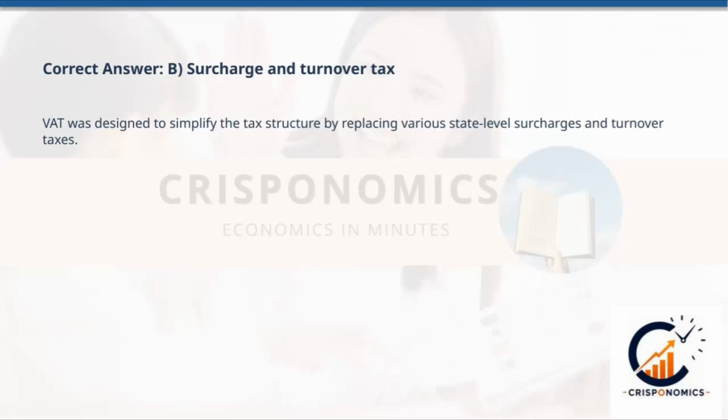Instead of juggling multiple state-level surcharges and turnover taxes, it replaces them with one streamlined approach. This means fewer layers, less confusion, and a more consistent way to handle taxation across regions. So, when we talk about VAT, we're really talking about cutting through complexity by removing those older, overlapping taxes.